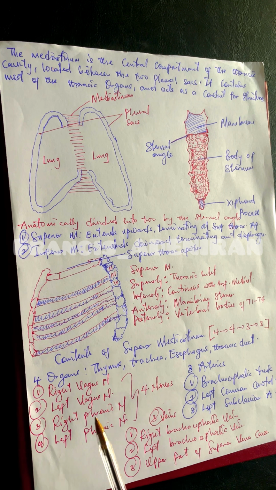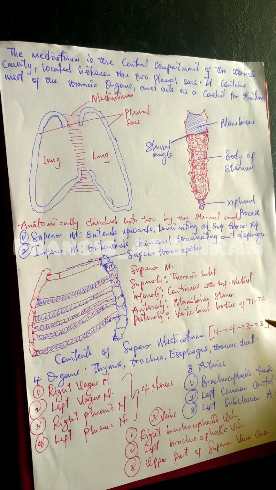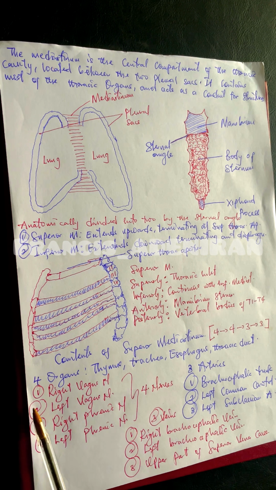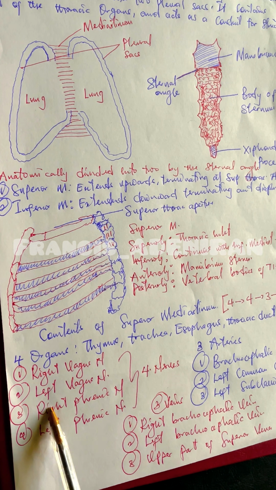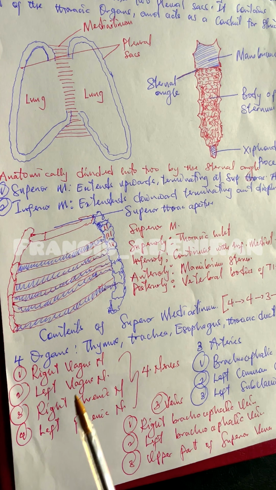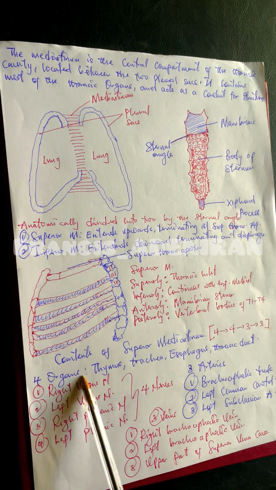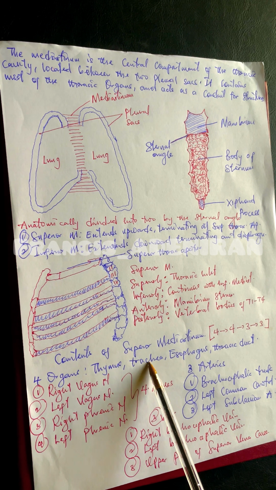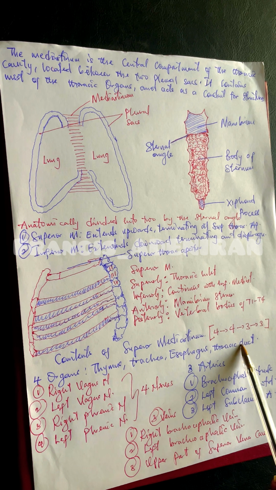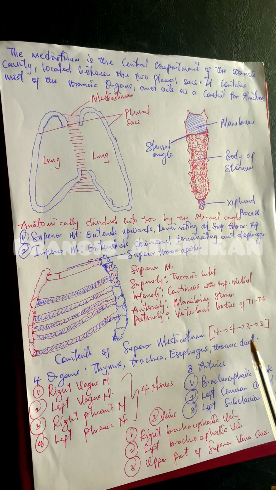Now let's go to the contents of the superior mediastinum. What can you find? It follows the rule of 4 by 4 by 3 by 3, meaning 4 organs, 4 nerves, 3 arteries, and 3 veins. So what are the organs? You can find the thymus, the trachea, the esophagus, and the thoracic duct. Thymus, trachea, esophagus, and thoracic duct.